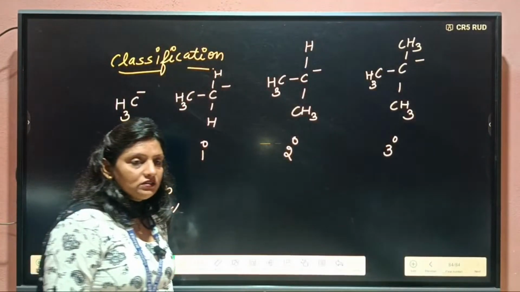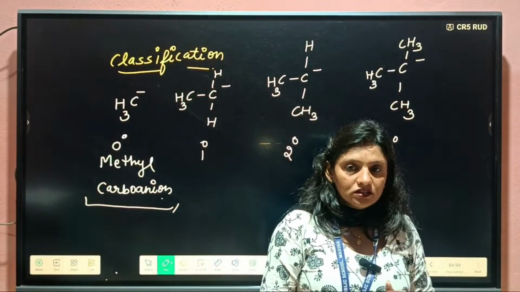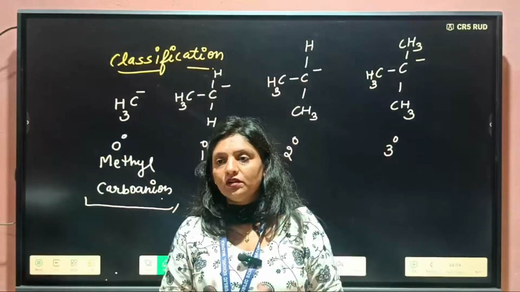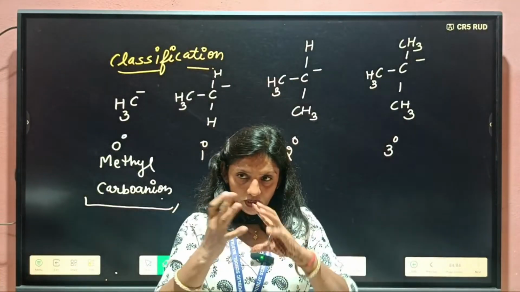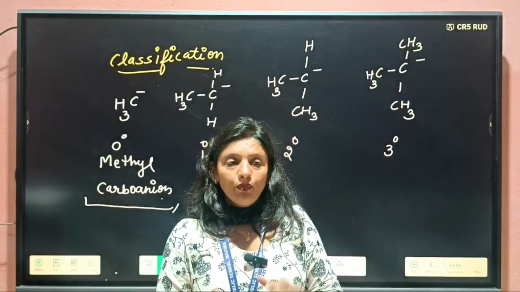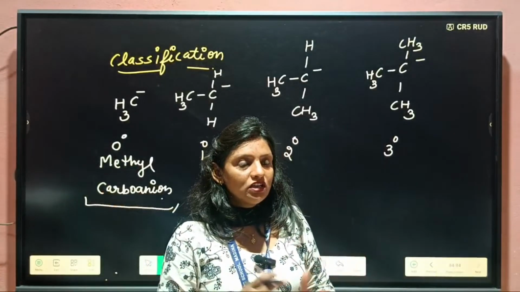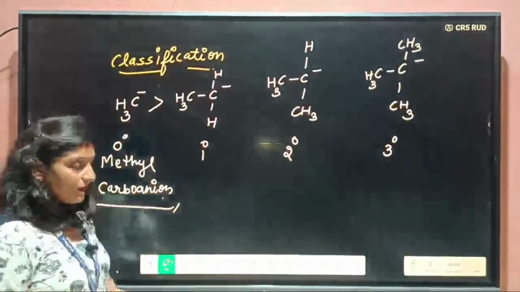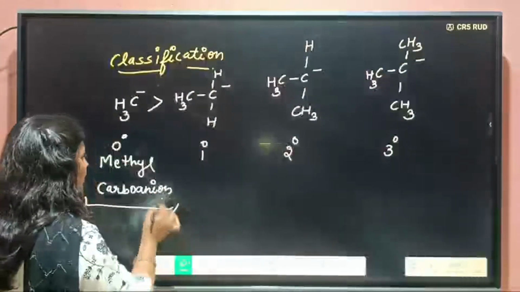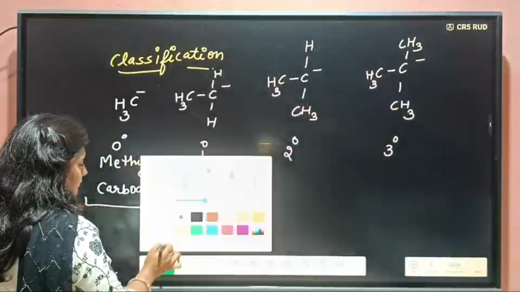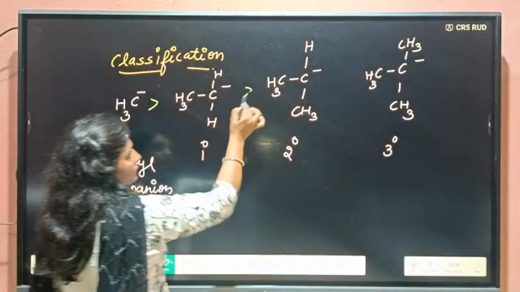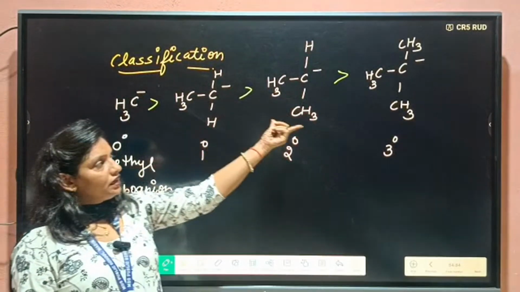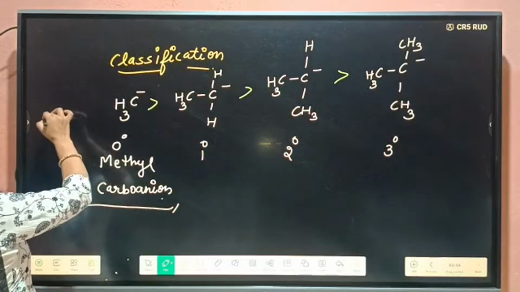Okay. Now we will discuss their stability. You know, in carbocation, what was the stability order? 3 degree, 2 degree, 1 degree, then 0 degree. But here the order is reversed. Here students, methyl is more stable, then primary, secondary, and then tertiary. This will be the stability order.